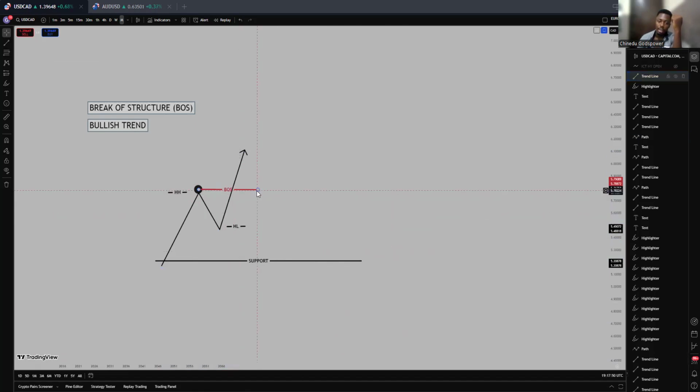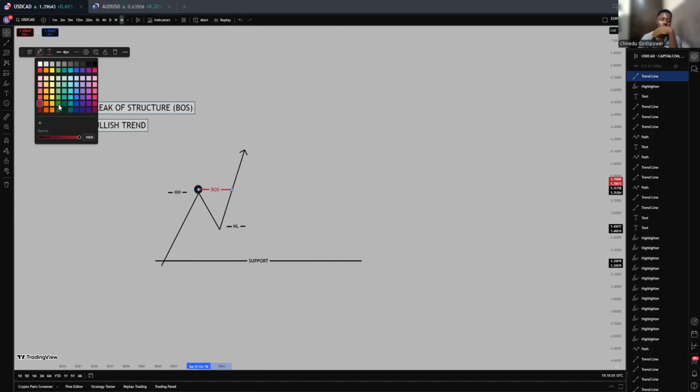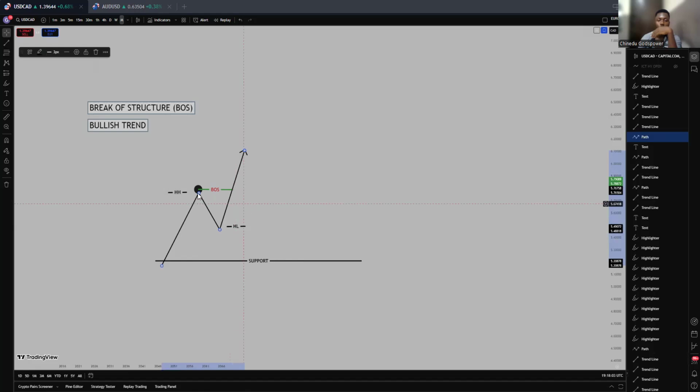So now, that's said and done. Put it here. Price has broken structure. Now we can turn this green since price has broken resistance. Then this highlighted area, let's shrink it a bit so it's even more visible. All right, so price has broken structure now.